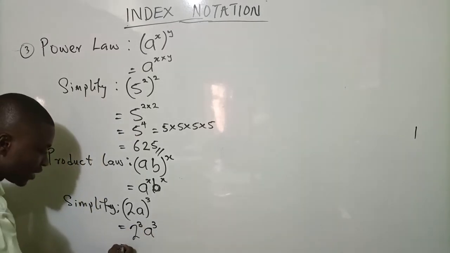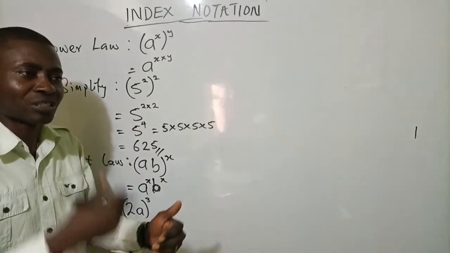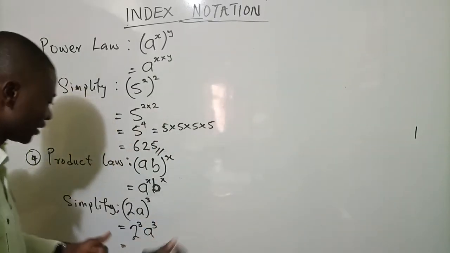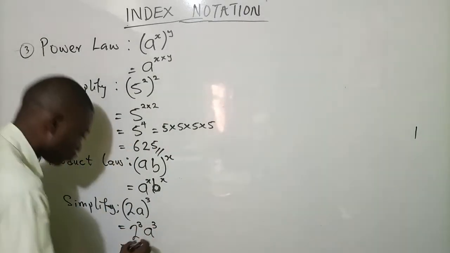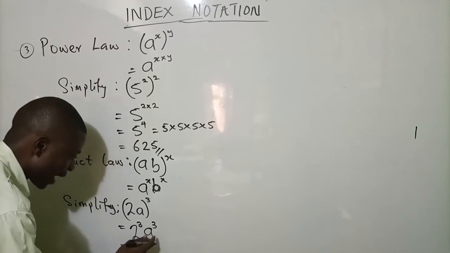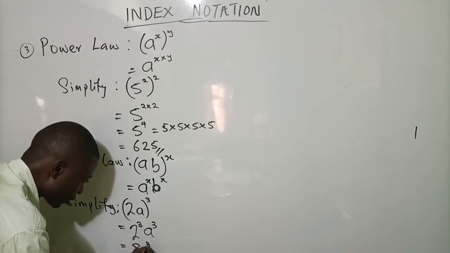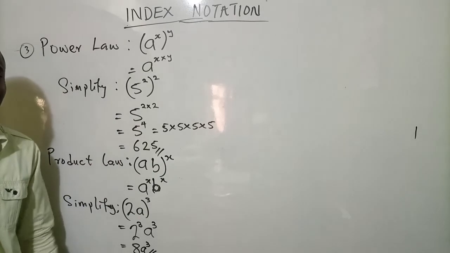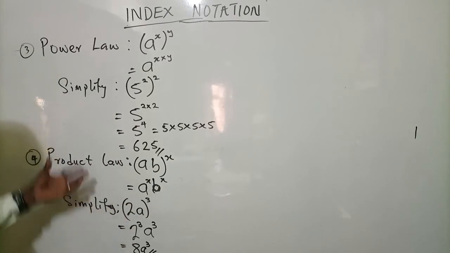2 raised to the power of 3 is what? It means 2 times 2 times 2, that means 2 in 3 places. So 2 times 2 is 4. 4 times 2 is 8. And then A cubed. That is it. That is the answer. So this is how we apply all these laws.